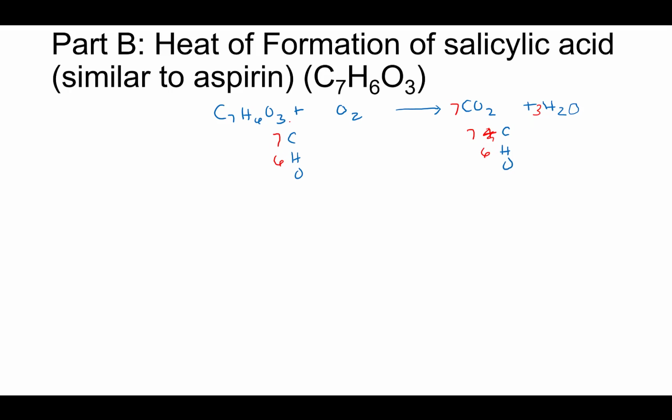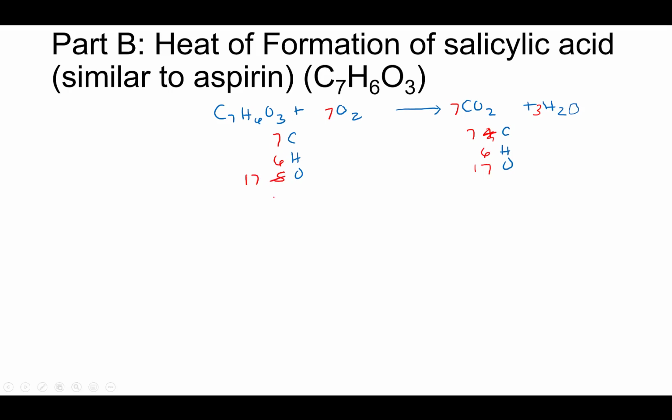And for oxygens on the left side, I have 3 plus 2 is 5. And over here I have 14, so 7 times 2 is 14. And then I have 3, so I have 17. So there's 17, and on this side I have 3 and 5. If I put a 7 out front of here, I have 14 plus 3 is 17. So my equation is balanced.